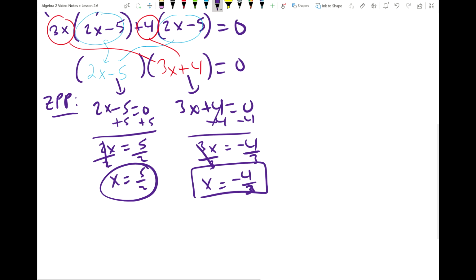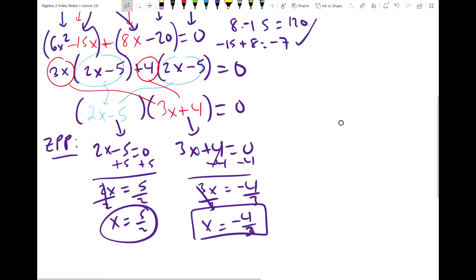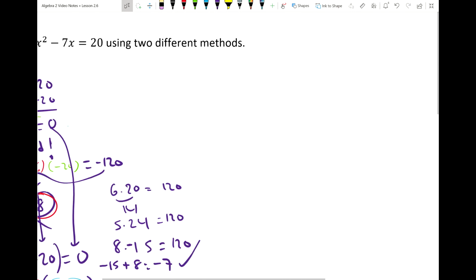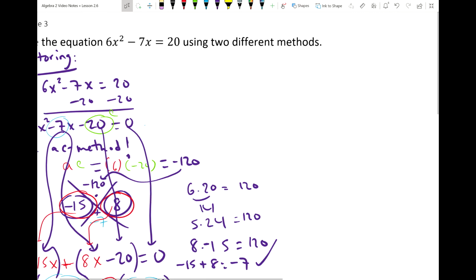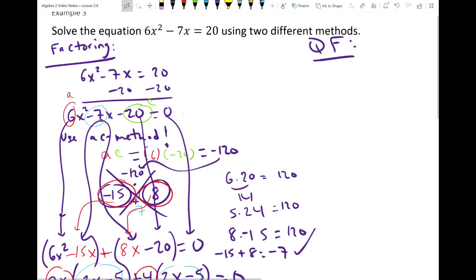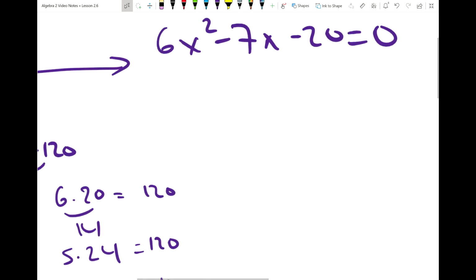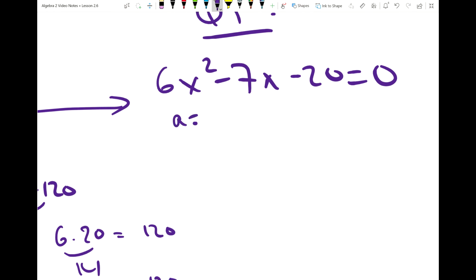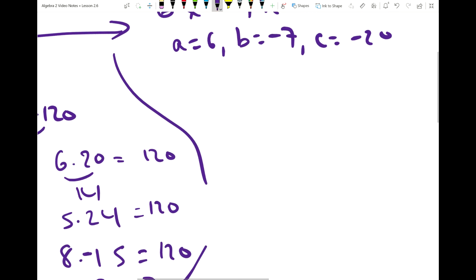Now how do we do this with the quadratic formula? We should get the same answer. So let's do it with the quadratic formula. We already wrote it in this form, 6x squared minus 7x minus 20, so we know what a, b, and c are. A is 6, b is negative 7, c is negative 20. So we can plug straight into the formula and get our answer.